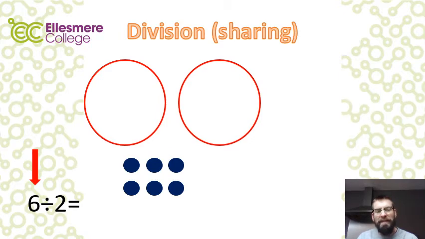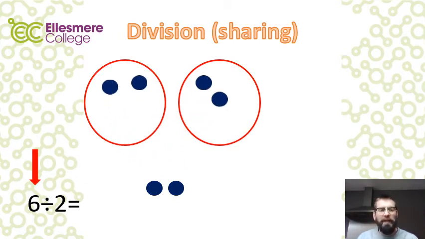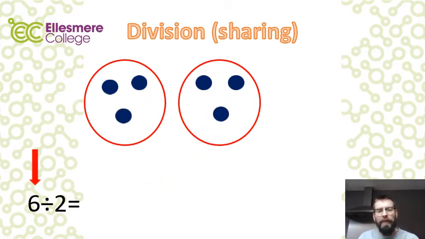And we're going to share them into each circle. One in one, one in the other, until they're all shared out. So one in one, one in the other, and keep going. Now for all the problems in this video, you should get the same number in each circle. In this case, we've got 3 dots in each circle. So we know that 6 shared out, or divided by 2, equals 3.